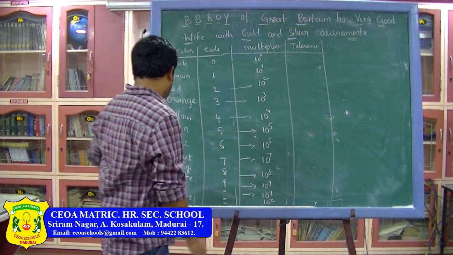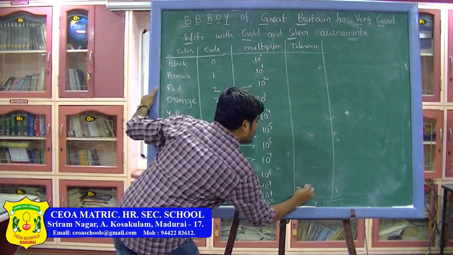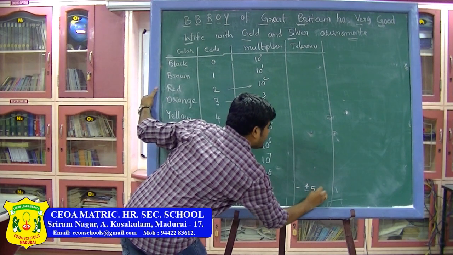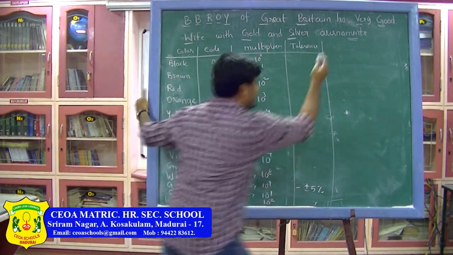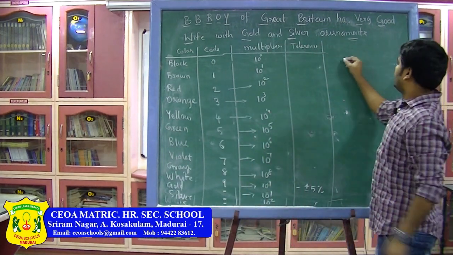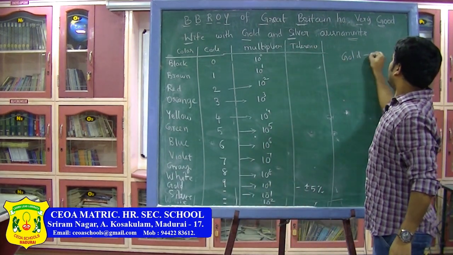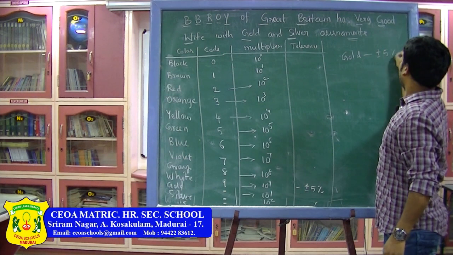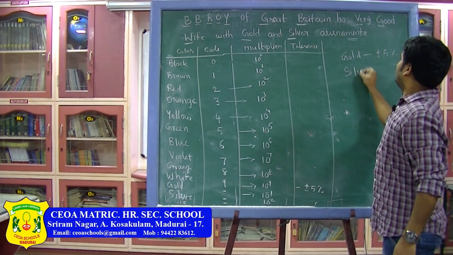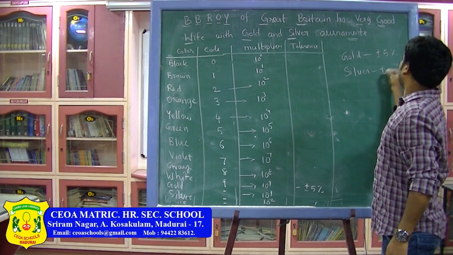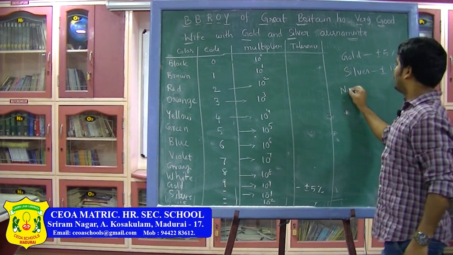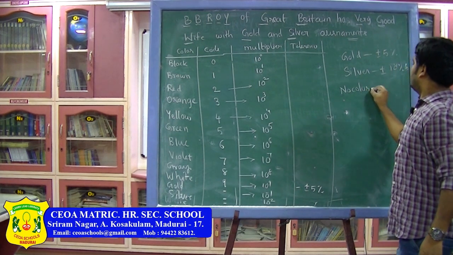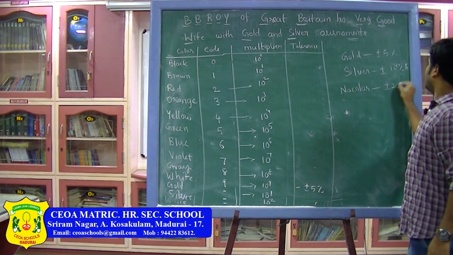Now the tolerance values; I will write them clearly here. For gold the tolerance is plus or minus 5%, for silver plus or minus 10%, and for no color, if there is no fourth band, you can take plus or minus 20%.